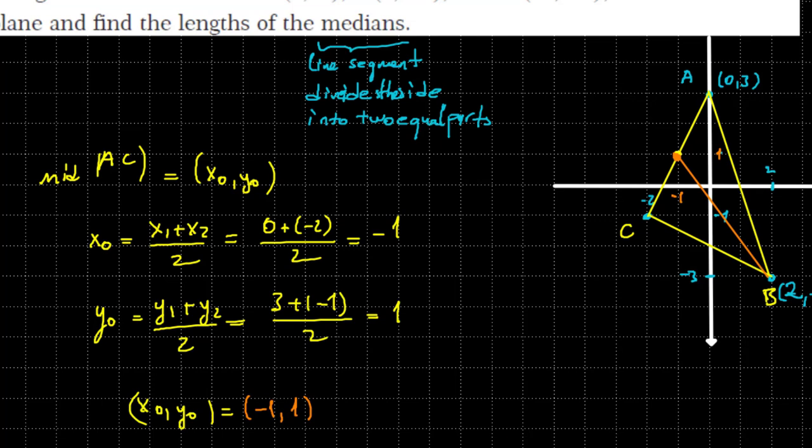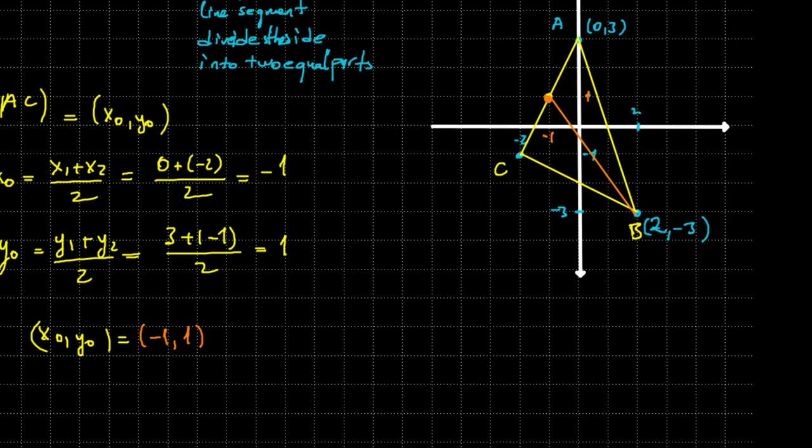The question is not asking only the median, it's also asking for the length of the median. But I am going to do this only for this median. The rest of them we are going to find. First, I found the coordinate of the midpoint, which was minus 1 and 1, and now I'm going to find the distance between them, minus 1 and 1 and 2 and minus 3.